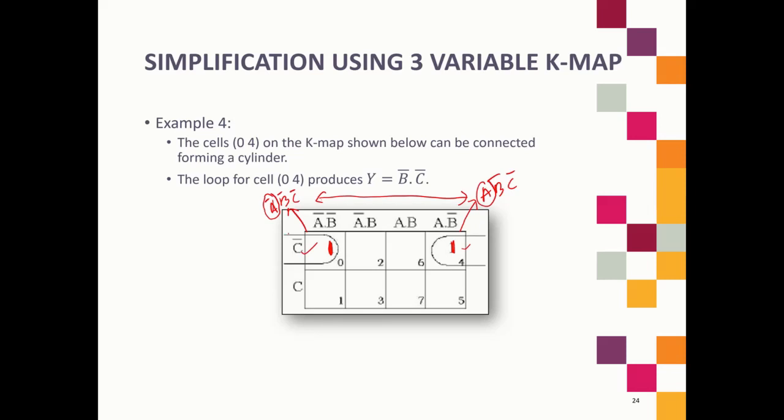So this is how you draw the loop, to form a cylinder, half of a circle, meaning that these 2 cells are actually considered 1 loop. And then what is the product term? The product term uses the same method as previously. You need to find the same variables for these 2 cells. The value for these 2 cells is B bar C bar, same with this one, B bar, C bar.